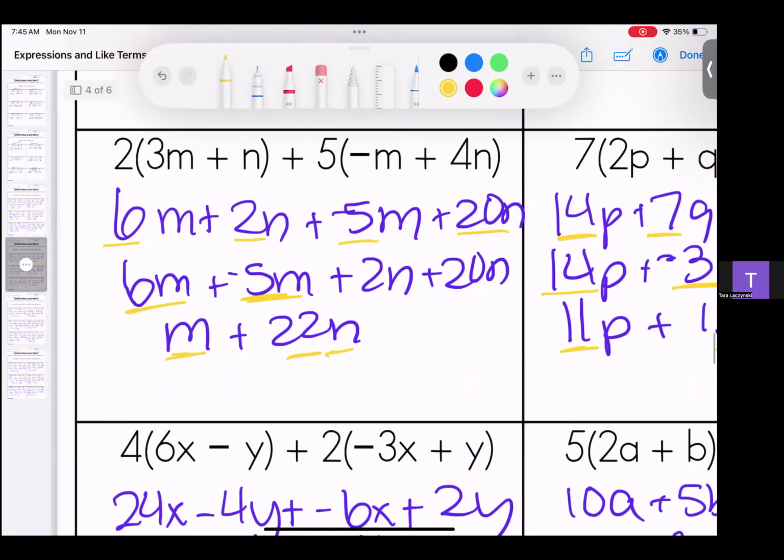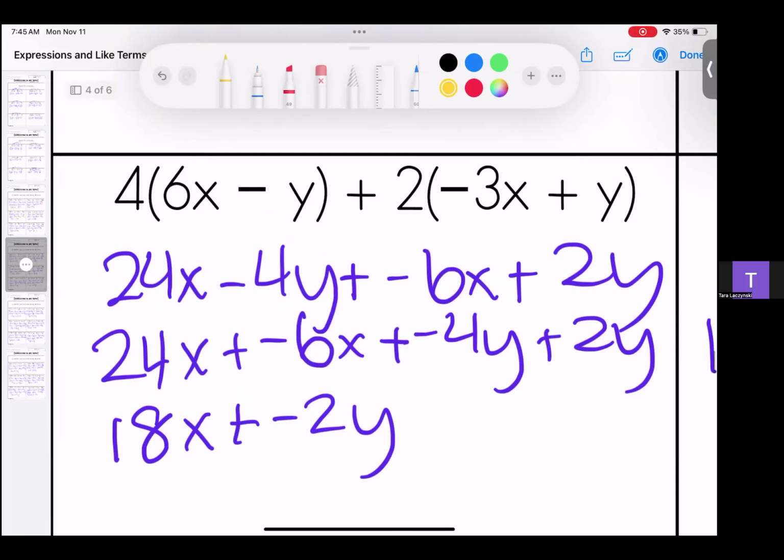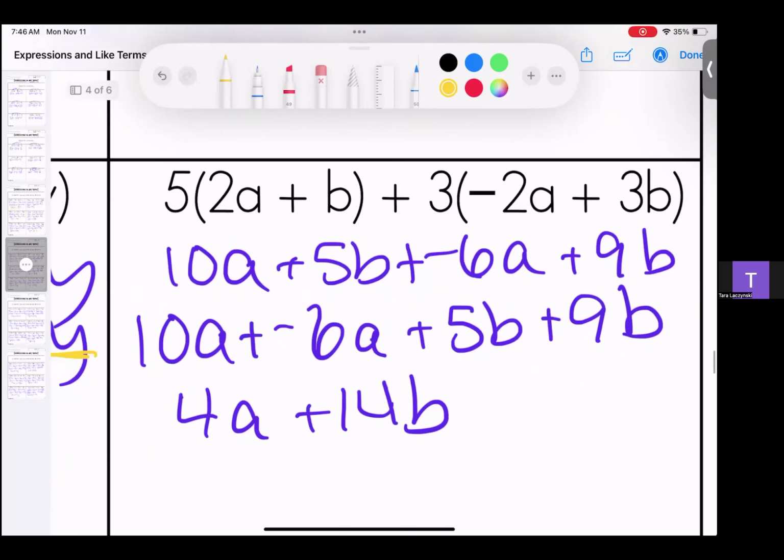Bring your n. 4 times 6 is 24. 4 times 1 is 4. 2 times 3 is 6. 2 times 1 is 2. 2 negatives here and here. You could do keep, change, change. You could leave it that way. You're going to see down here, I brought it down as a negative, doing that keep, change, change. 24x, negative 6x, subtract, bigger number's positive. 4y, 2y, subtract, bigger number is negative.